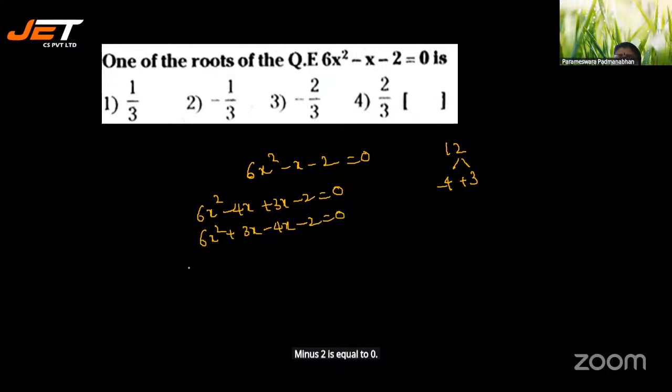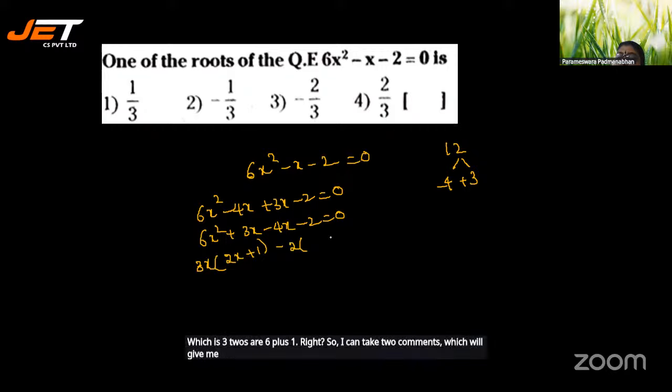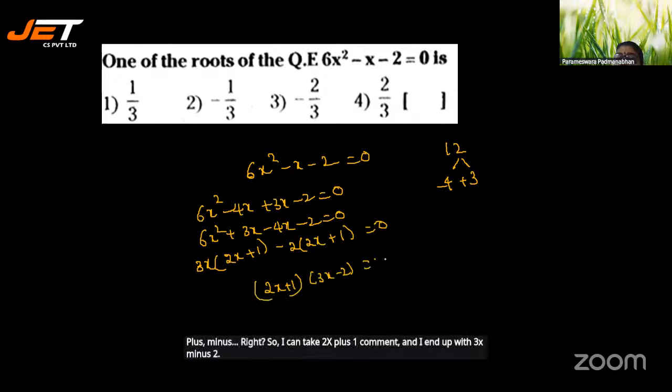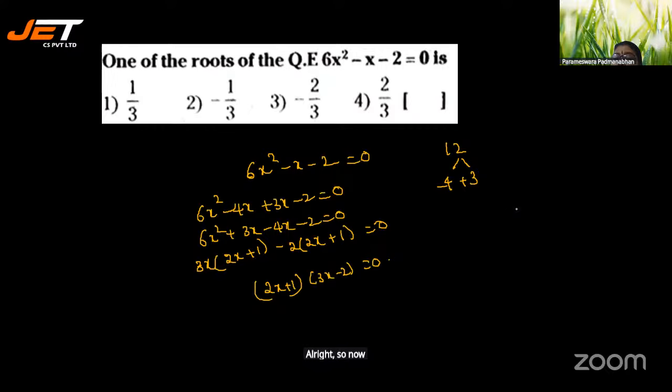Right? Now I can take 3x common, which gives 3 2s are 6 plus 1. I can take 2 common, which will give me 2x minus into plus minus, right? So I can take 2x plus 1 common and I end up with 3x minus 2. Now I have two roots here. 2x plus 1 is equal to 0, 2x is equal to minus 1, x is equal to minus half.